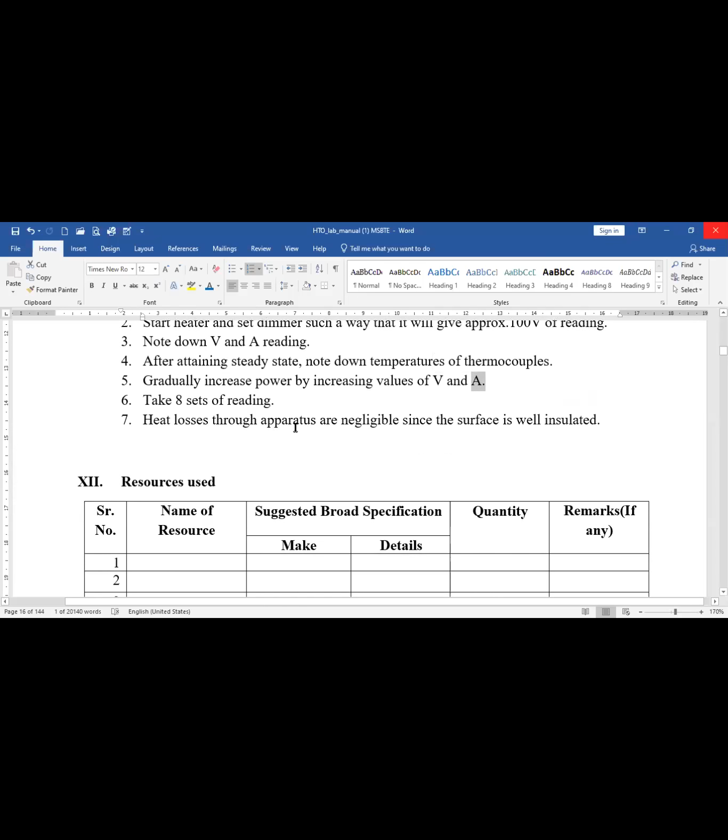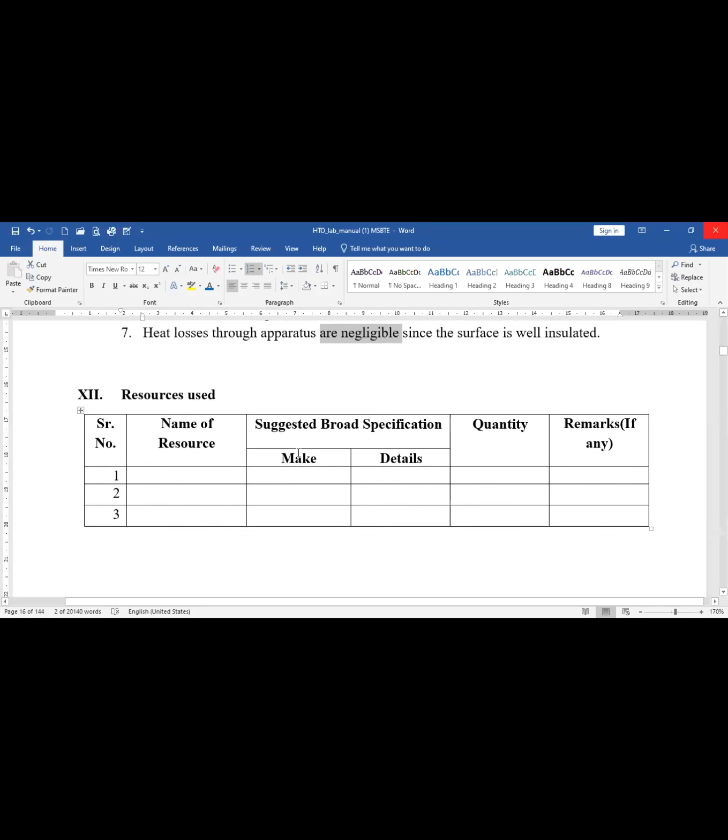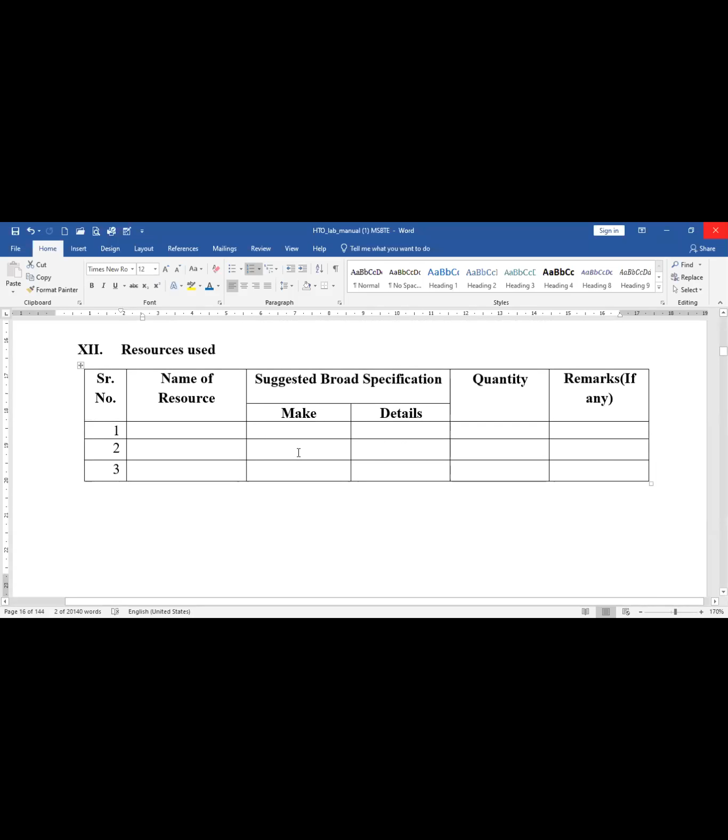Heat loss through the apparatus is negligible since the surface is well insulated. So normally all the apparatus have good insulators, that is thermal insulators, which are going to minimize the heat losses to the atmosphere. So we are considering negligible heat losses to the atmosphere, and on that basis we are having the different temperature readings. So this is the simple procedure for running this experimental setup.